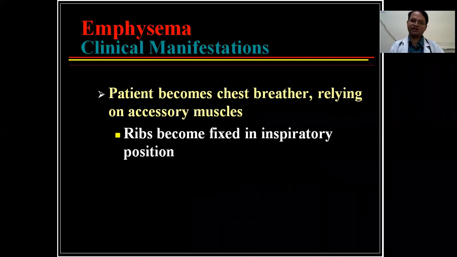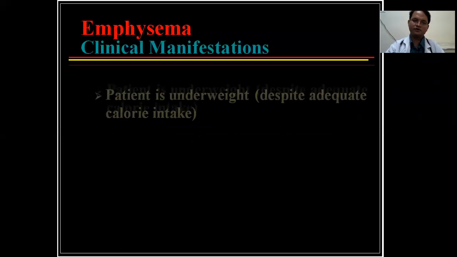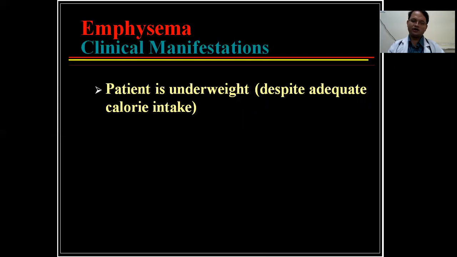Patient becomes a chest breather. He relies on the accessory muscles of respiration to inhale and exhale. To do his respiratory activity, the patient has to depend on the accessory muscles of respiration. He becomes a chest breather. The ribs become fixed in inspiratory position. Even though the patient takes adequate diet, he will be usually underweight because of the excessive energy that he has to use in doing the respiratory activity.